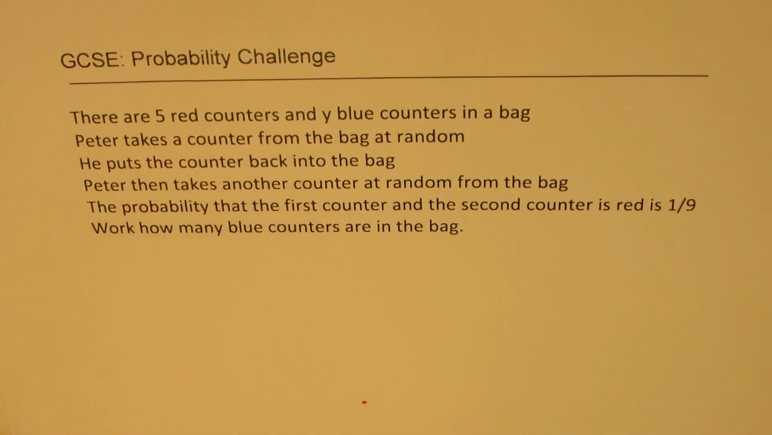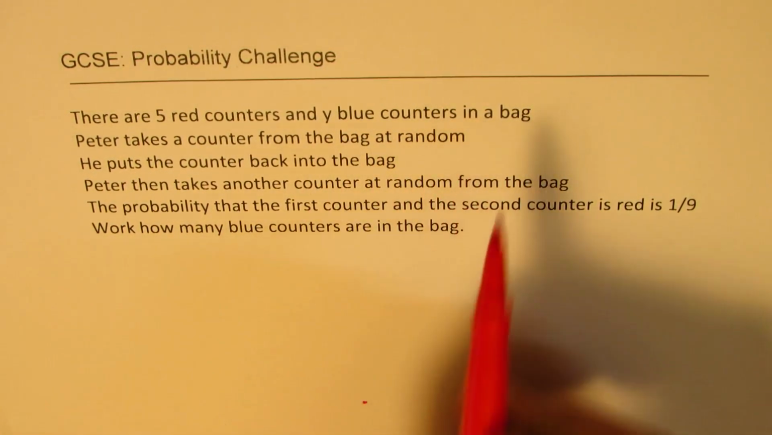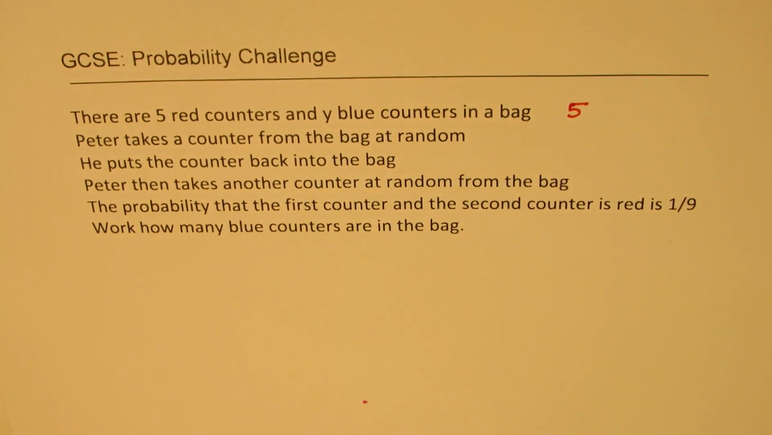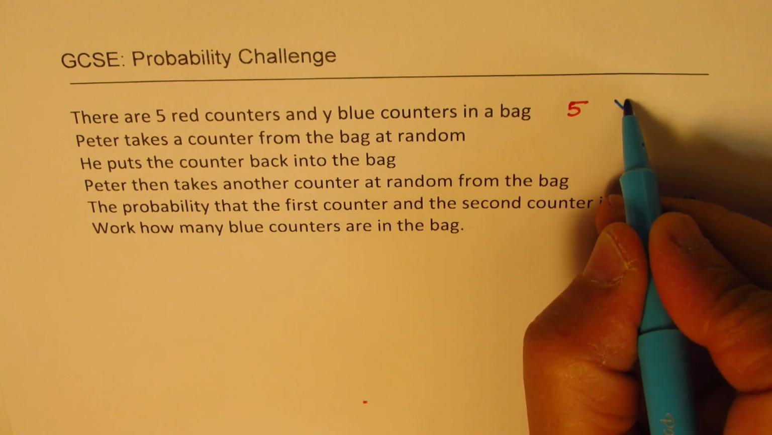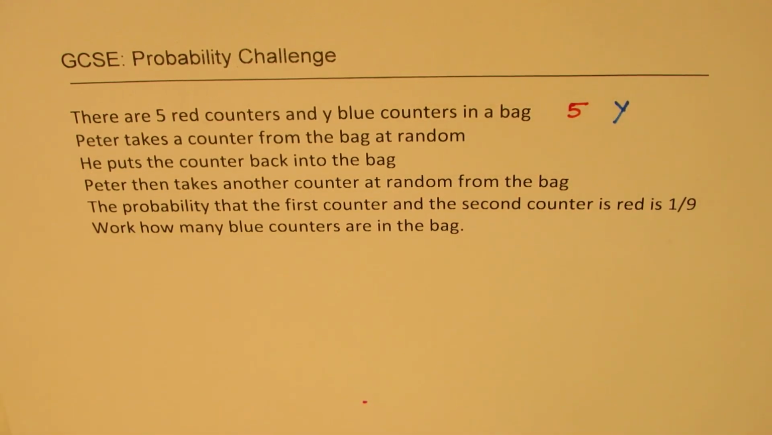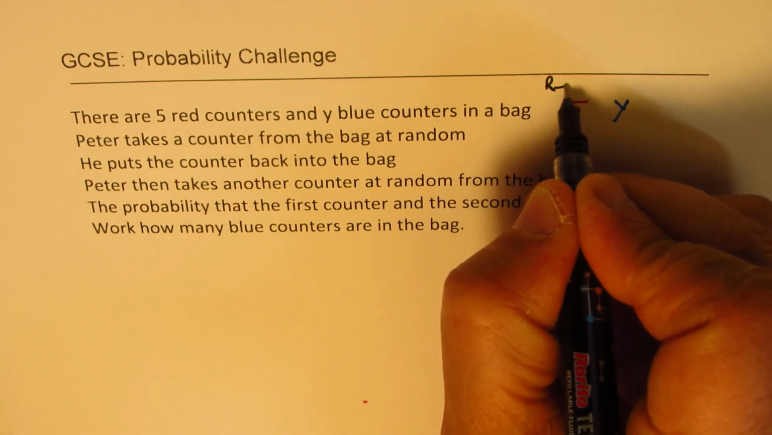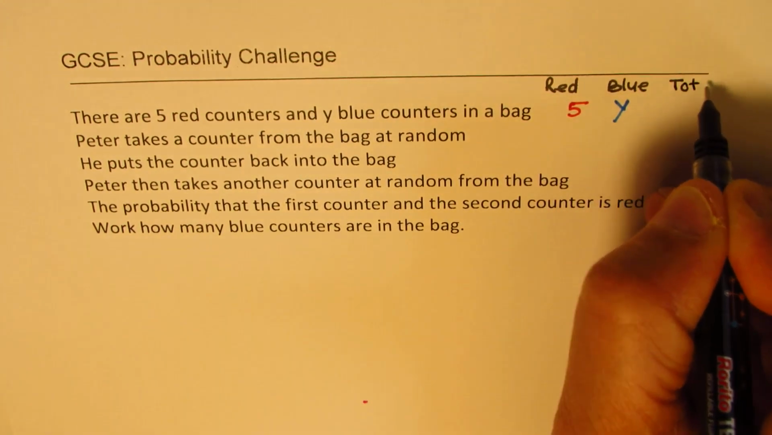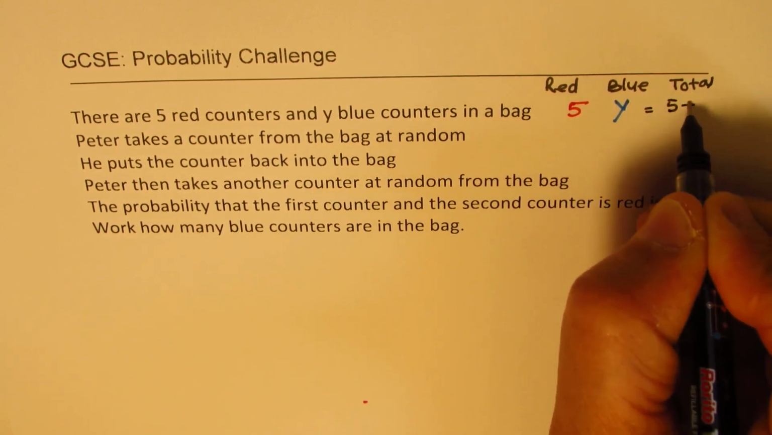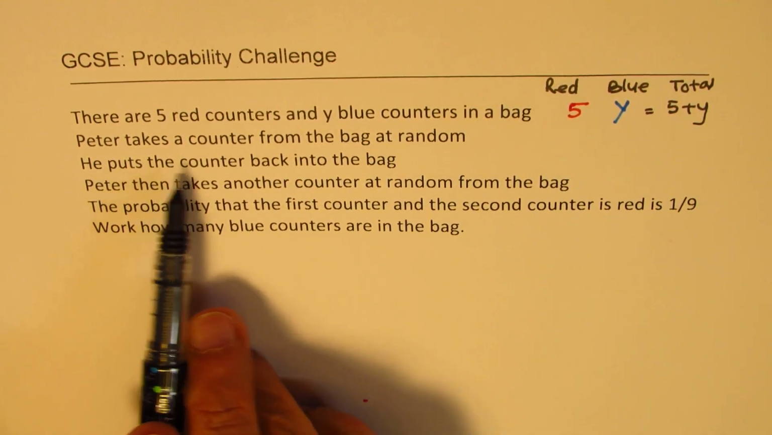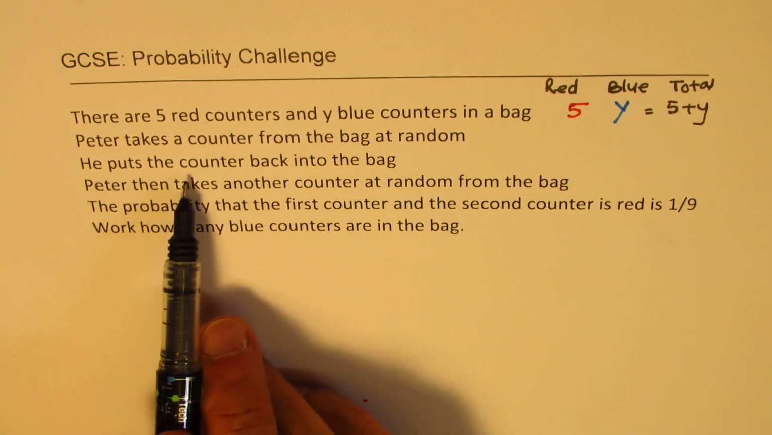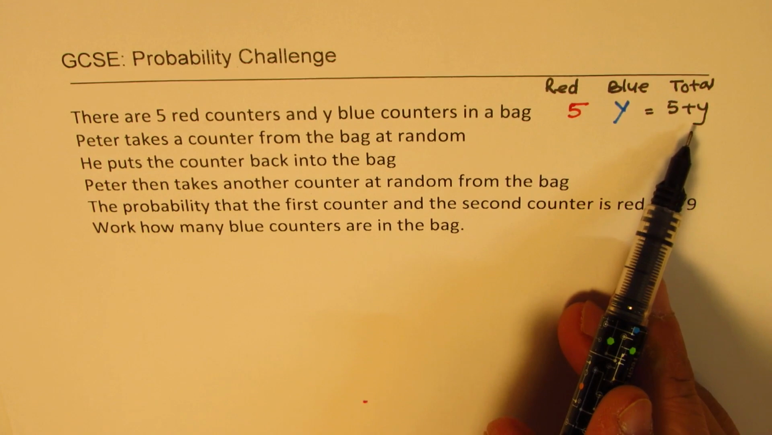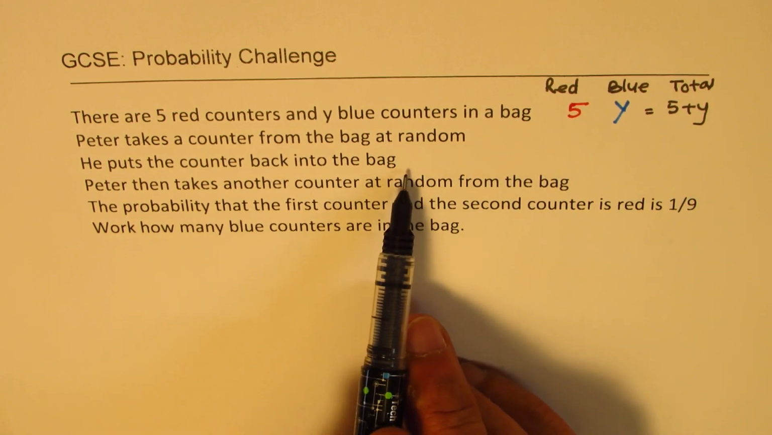There are 5 red counters and y blue counters in the bag. So again, we are talking about the red and the blue counters, but we are given that they are 5 and y this time. Correct? So these are red and these are blue counters. So immediately write total. Total is 5 plus y. Peter takes a counter from the bag at random. He puts the counter back into the bag. So they remain always 5 plus y, right? So it's a case of independent events.